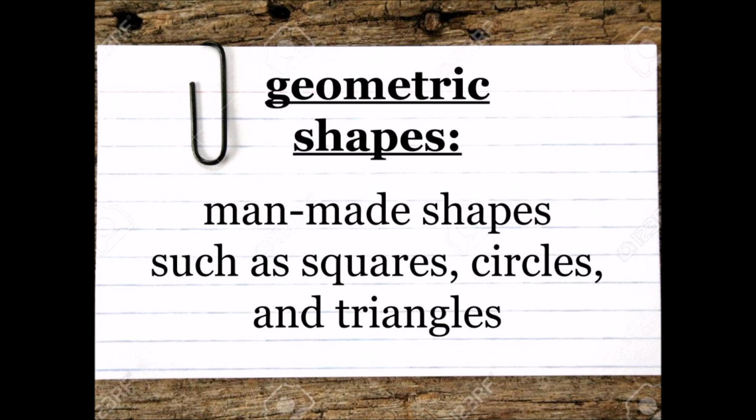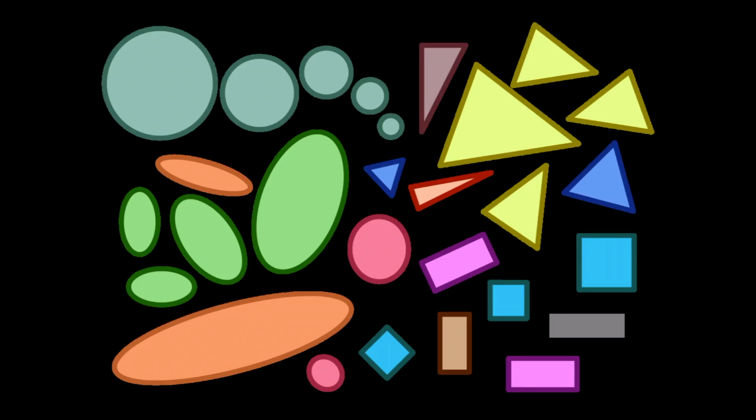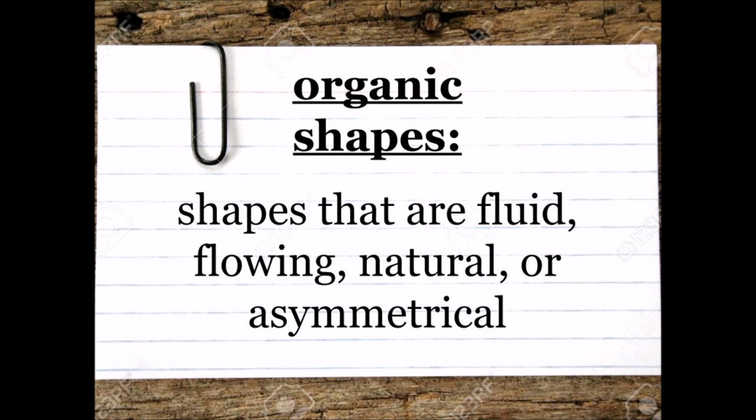Your next vocabulary word, which I'm sure you guys already know, is geometric shapes. And those are man-made shapes such as squares, circles, and triangles. On the other hand, organic shapes are shapes that are fluid, flowing, natural, or asymmetrical.